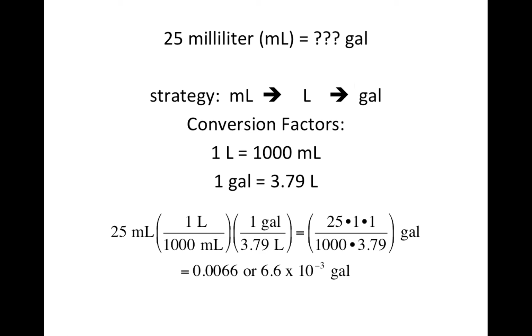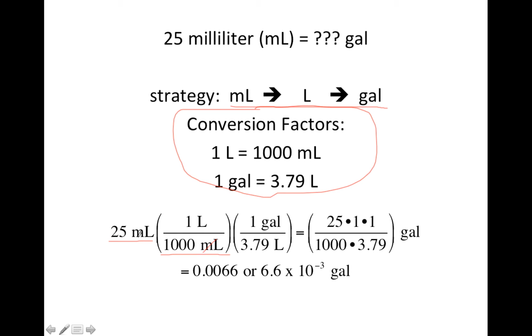So next example actually is a two-step conversion. 25 milliliters to gallons. So good idea to come up with a strategy before you begin. So we're going to go from milliliters to liters and then to gallons based on the information we have available. So this time two conversion factors. So we write down our original measurement, as always, 25 milliliters. And then we write a bracket that does our first step, which is to go to liters. So 1 liter over 1,000 milliliters.